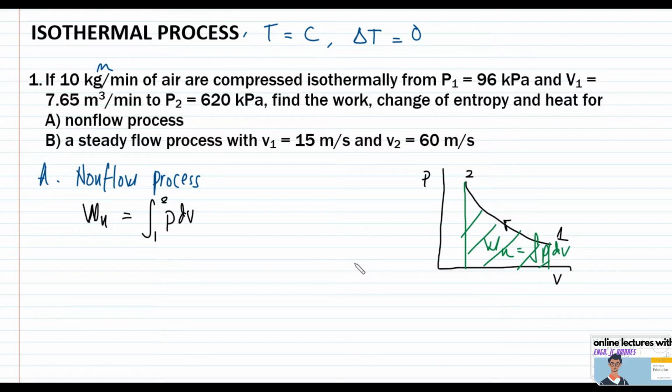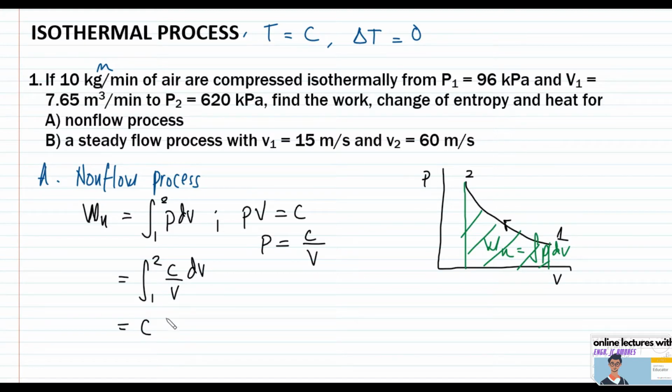Or the area under the curve is PdV from points 1 to 2, and in this case, it is the non-flow work. So, how are we going to solve that? From our pressure volume temperature relation, we have PV is equal to C. Therefore, our pressure P would be equal to C over V. If we substitute that to our integral, P is C over V times dV. Your C will come out of the integral, so you have dV over V.